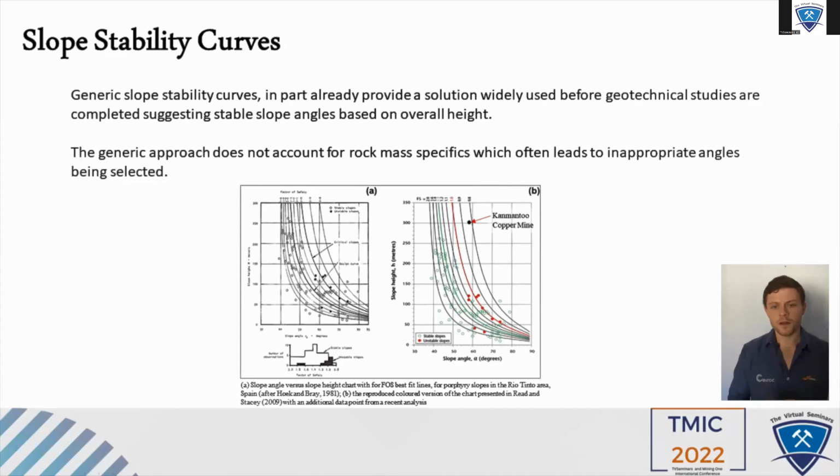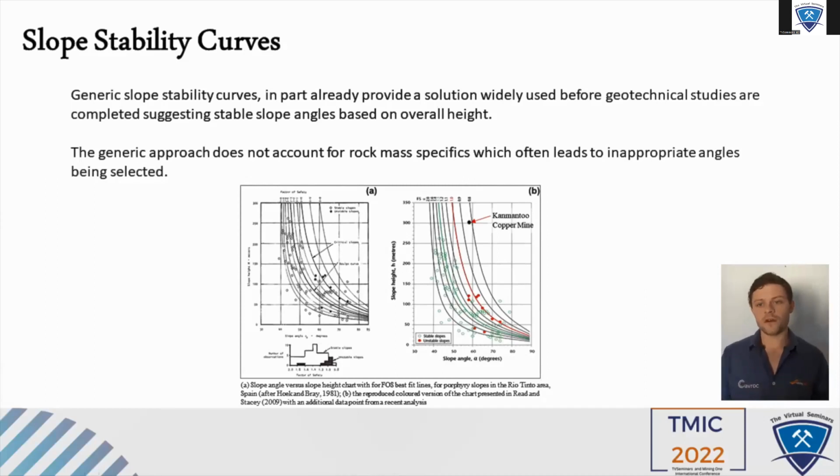So traditionally, that's where slope stability curves have been very widely used. Generic slope stability curves, developed by Hoek and Bray and adapted later by Read and Stacey, provide an indication of the stable slope angle based on the slope height. So, well, that's great. It provides something to work with, which when you've got nothing, is what you need.